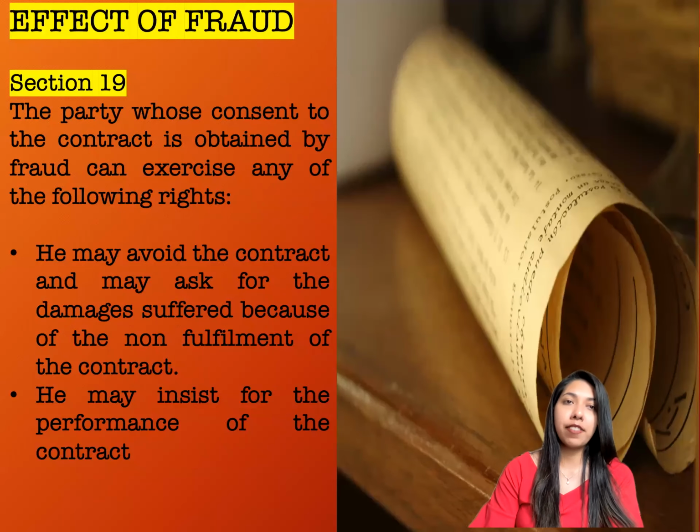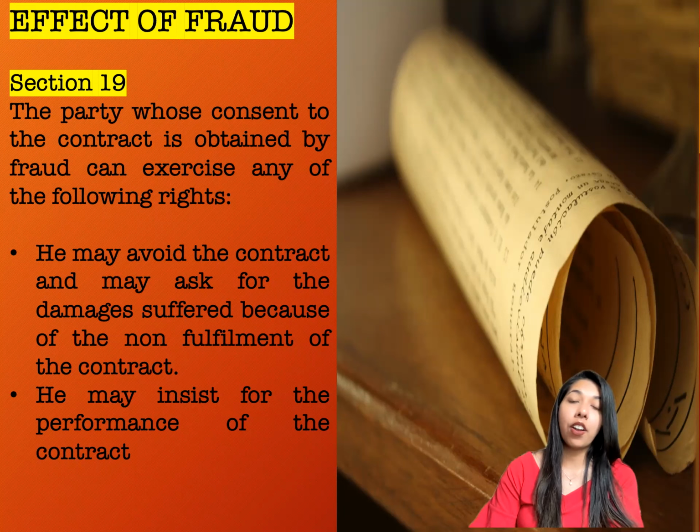And next is the effect of fraud. By virtue of Section 19, we have two remedies. For example, I have committed a fraud against you, and what is the remedy available to you? The first is that you may avoid the contract at the option of the party. As I have already mentioned, it is a voidable contract. And you may ask for damages. Damages means compensation. You can ask me for compensation for the losses you have suffered because of the non-fulfillment of the contract.